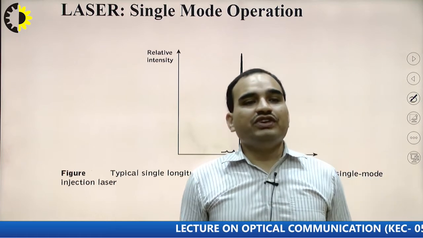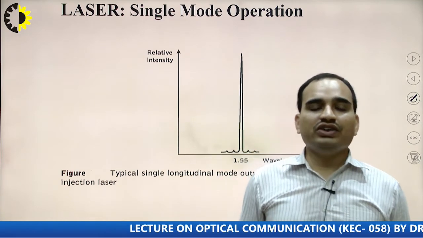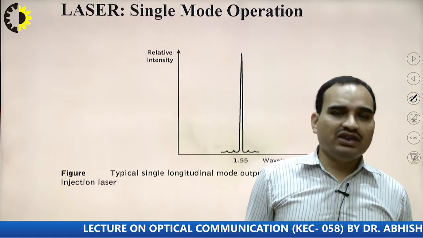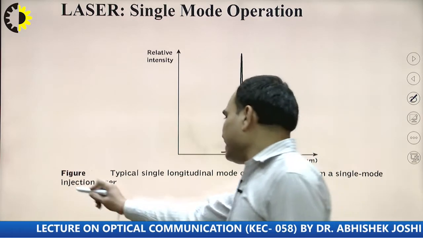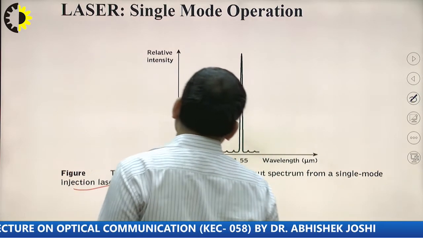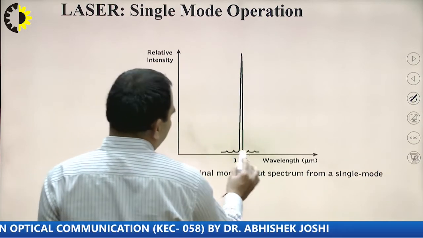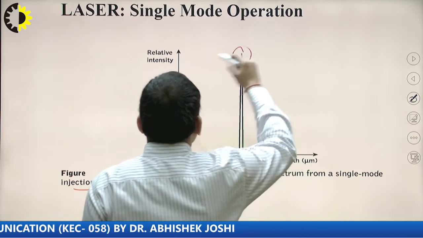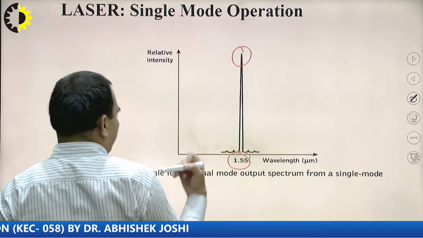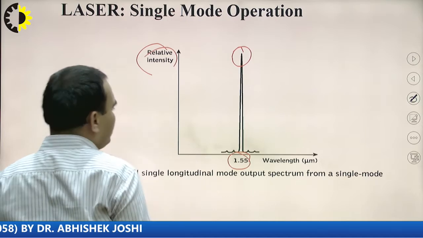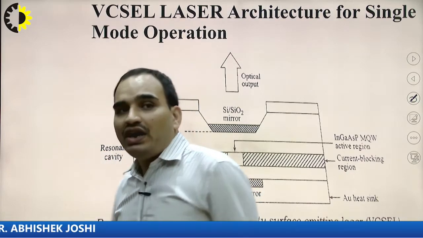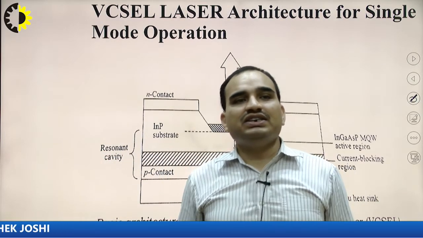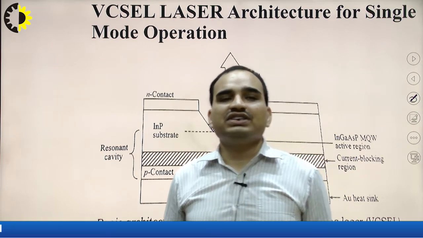This figure shows the typical single longitudinal mode output spectrum for a single mode injection laser. As we can see, it has a single mode. At a particular wavelength, that is 1.55 micrometer, we have the maximum value of the relative intensity. Next, the VCSEL laser architecture for single mode operation.